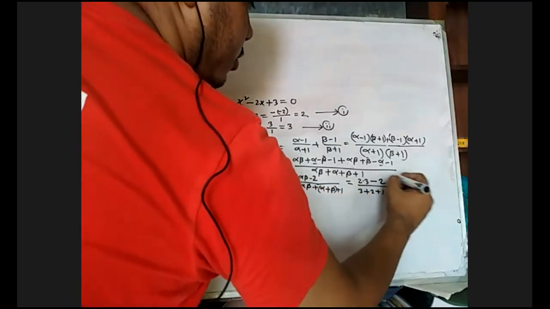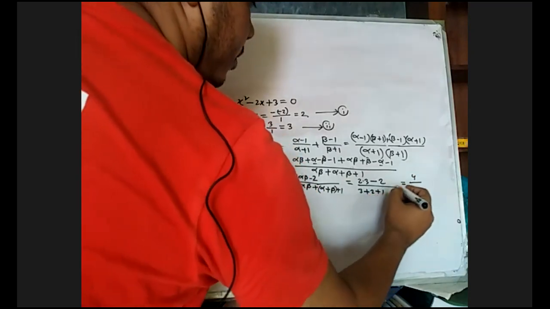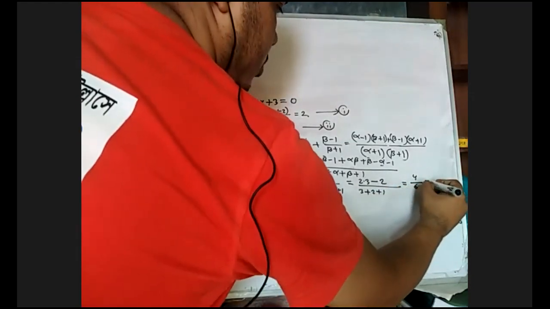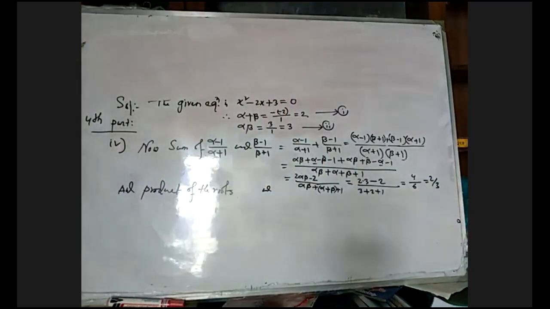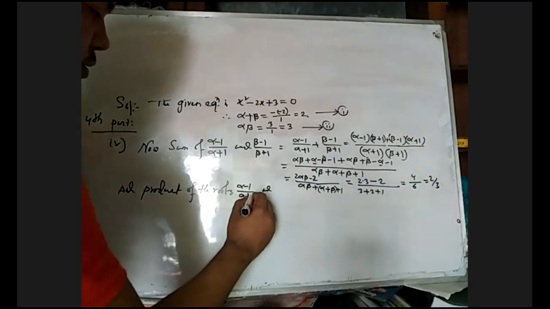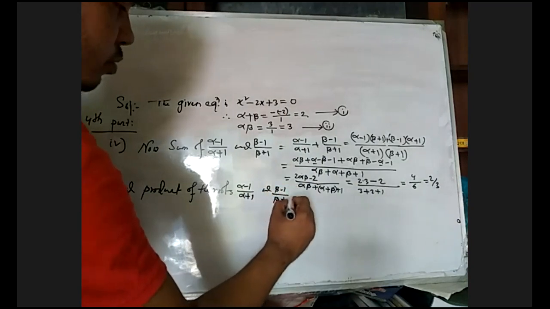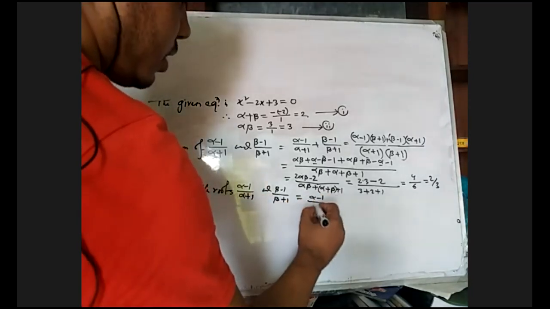So we get 6 minus 2, which is 4, divided by 6. This equals 2 by 3. So the sum of the roots is 2 by 3. Now, what will be the product of the roots alpha minus 1 by alpha plus 1 and beta minus 1 by beta plus 1? So the product is alpha minus 1, alpha plus 1, into beta minus 1, beta plus 1.